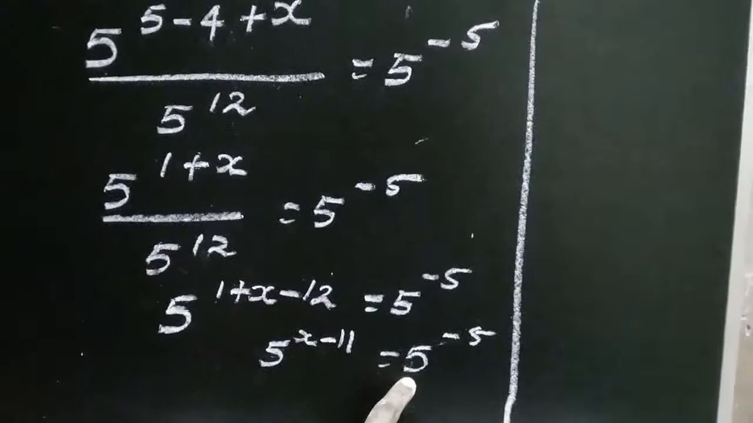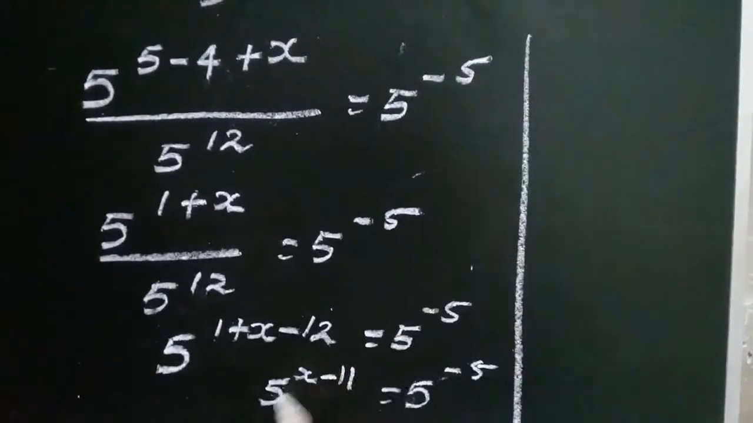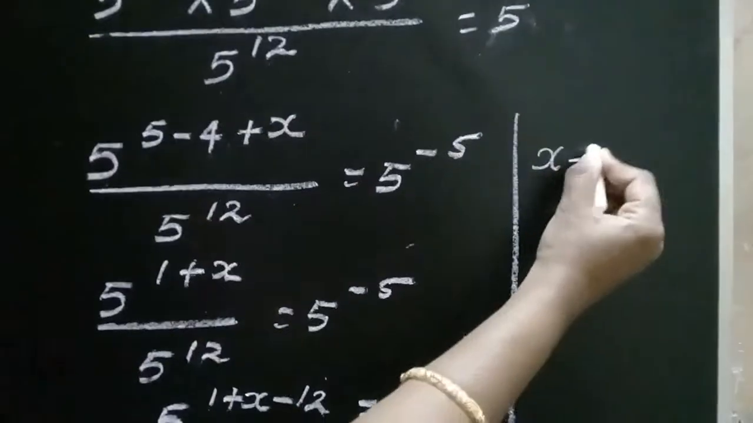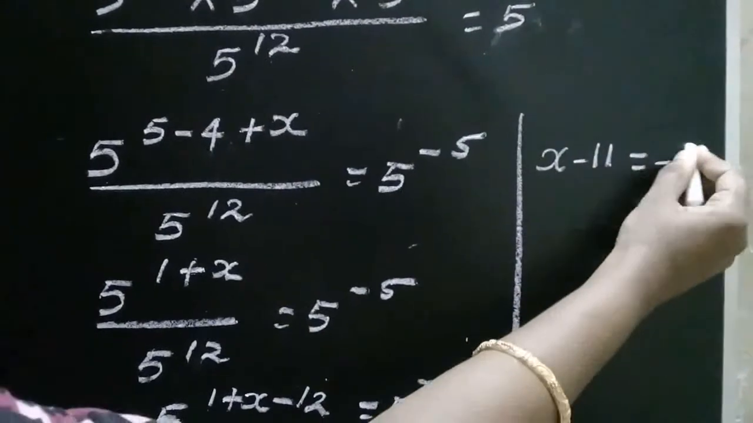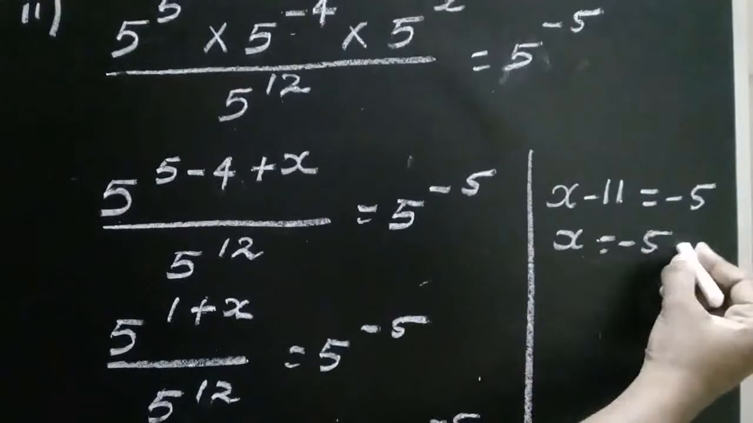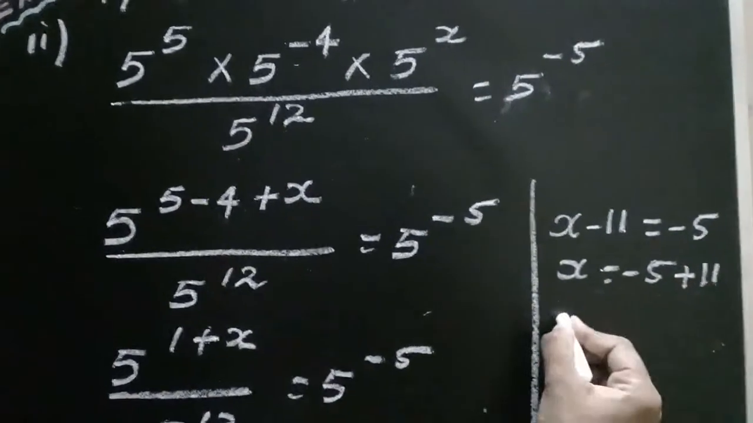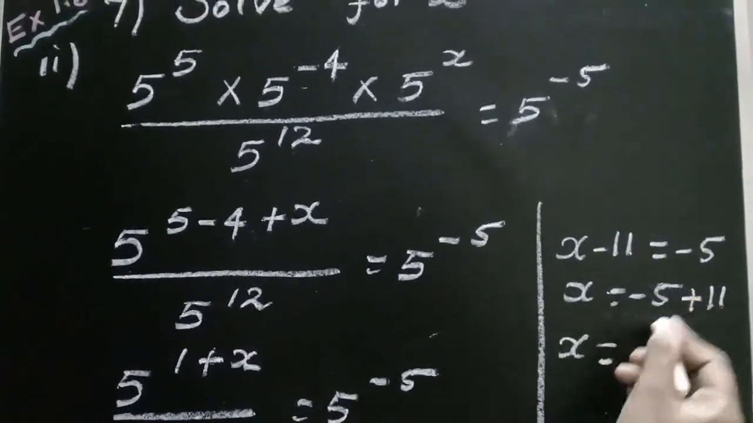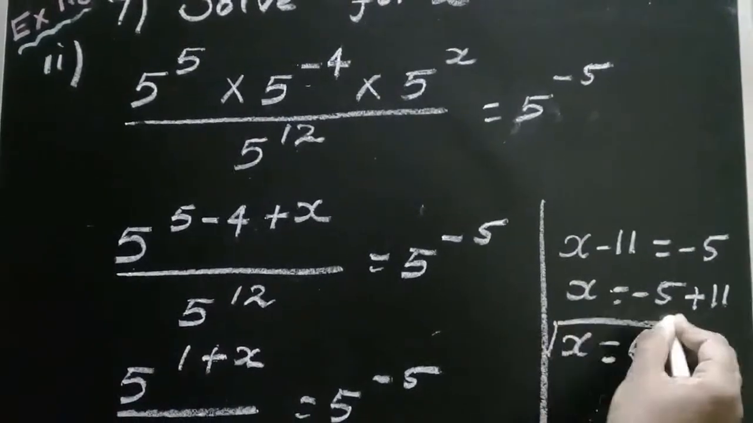Here the base is equal, so the power is also equal. So here x minus 11 equals minus 5. Therefore the x value is minus 5. So minus 11 on the right side means plus 11 here. So x is equal to 11 minus 5, the answer is 6. So the x value is 6.